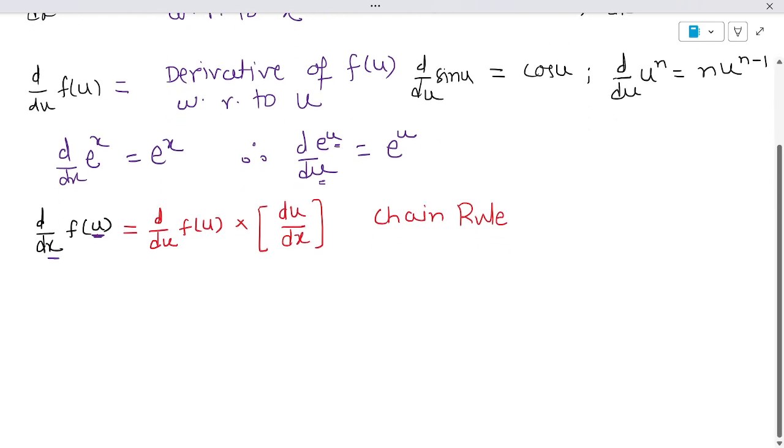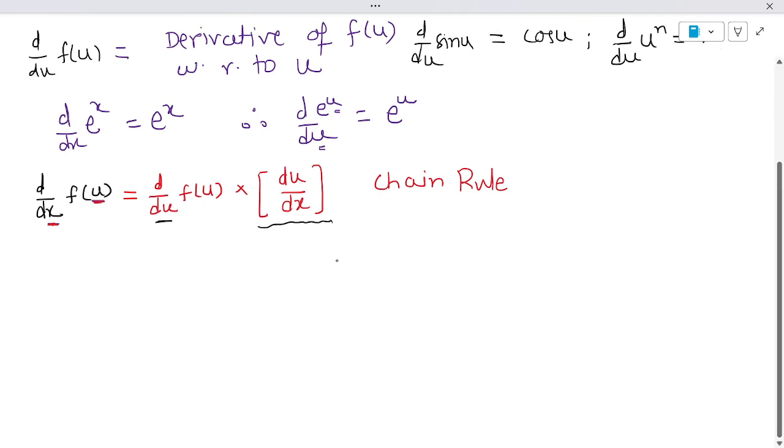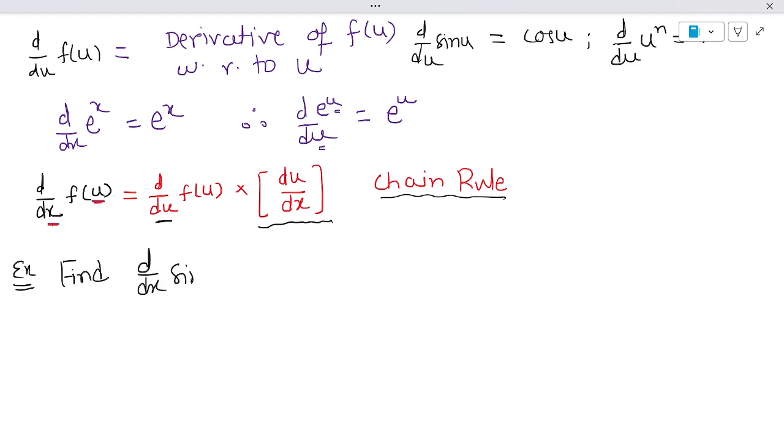ओके, जब यहाँ फंक्शन में u है, डेरिवेटिव में with respect to x है, so this is derivative of f of u with respect to u. यहाँ हम डेरिवेटिव with respect to u लिखते हैं and यहाँ हम उसको मल्टीप्लाई करते हैं by du by dx. Now इस रूल का यूज करके हम कुछ डेरिवेटिव के एग्जांपल यहाँ पर डिस्कस करेंगे. So for example consider: find derivative of sin of x square.